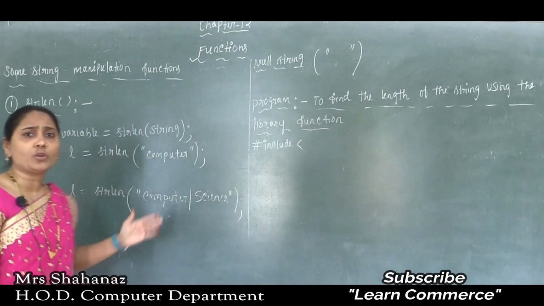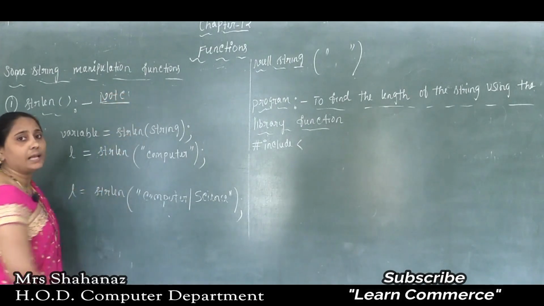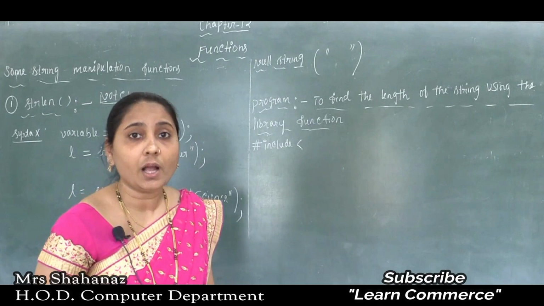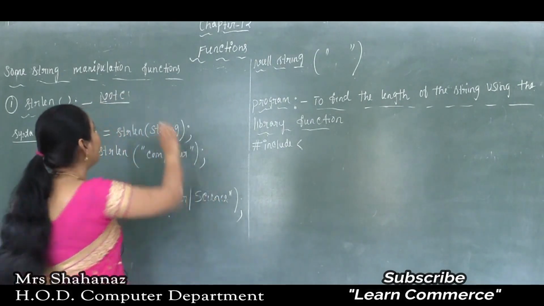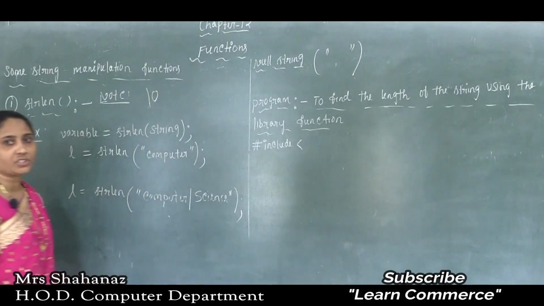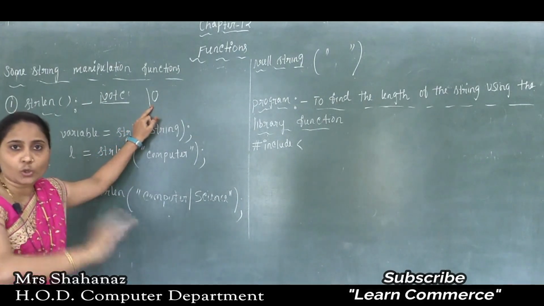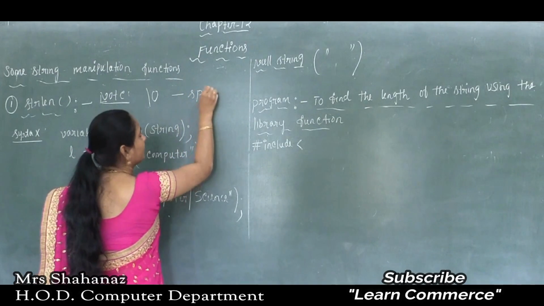But also the most important note in strlen is that the length of the string is only the number of characters of the string, and it does not include the count of the null character. Clear this point here? It is not going to include the count of the null character, that means excluding the null character and including the spaces. Clear this one?